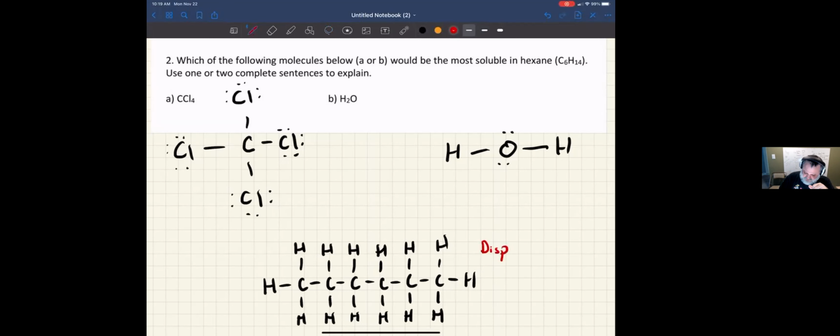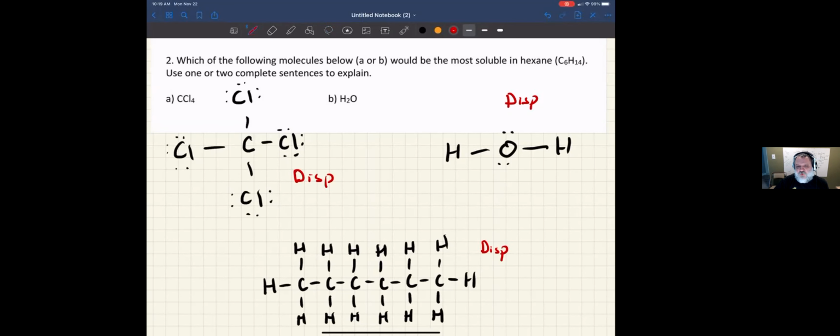Well, everything has dispersion forces. Everything can form instantaneous dipoles. It looks like hexane is going to be nonpolar. Remember, carbon-hydrogen bonds are slightly polar, but in general, in a collection of carbon-hydrogen bonds, all those polarities tend to cancel, so the molecule is overall nonpolar.